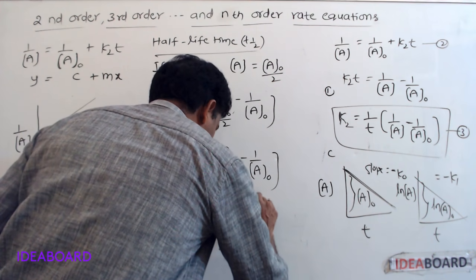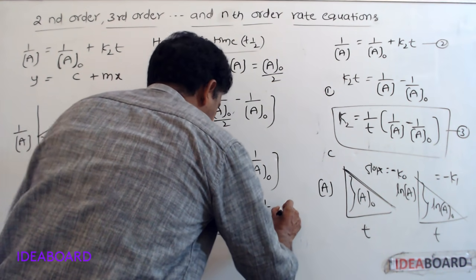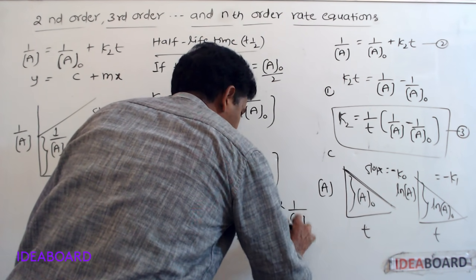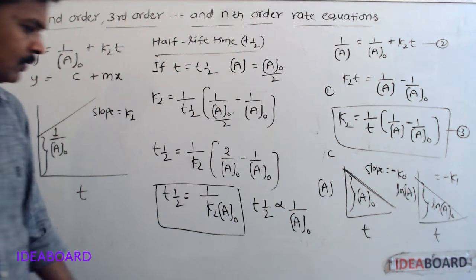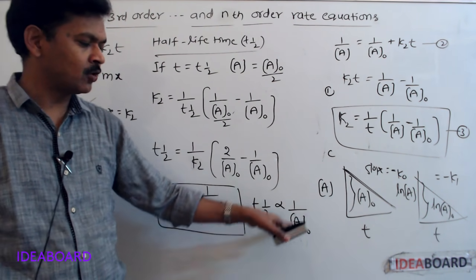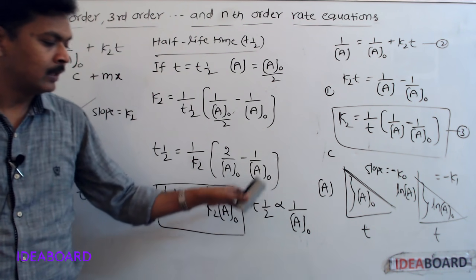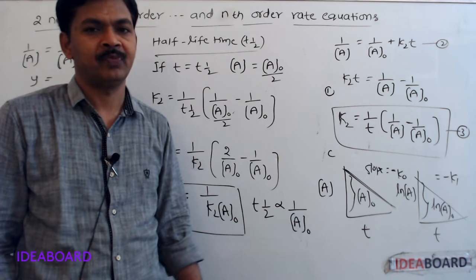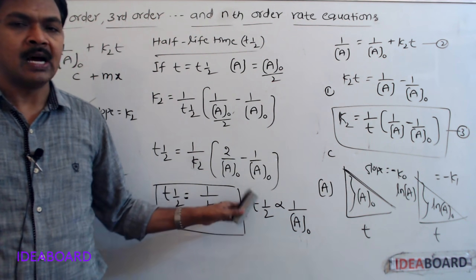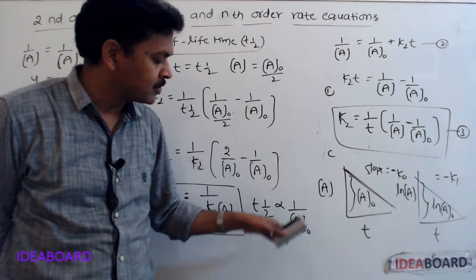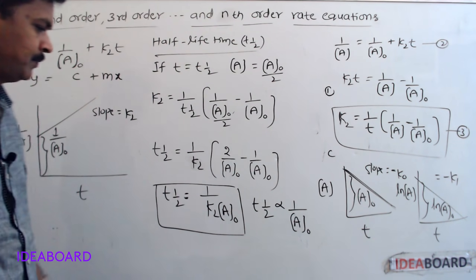So we can write like this: T half is directly proportional to 1 by A naught. That means half-life is inversely proportional to the initial concentration of reactants. For second order reactions, half-life is inversely proportional to the initial concentration of reactants.